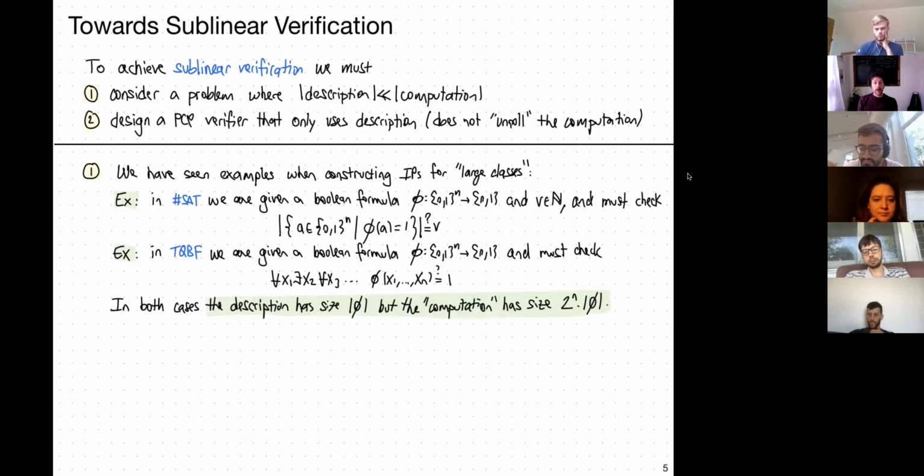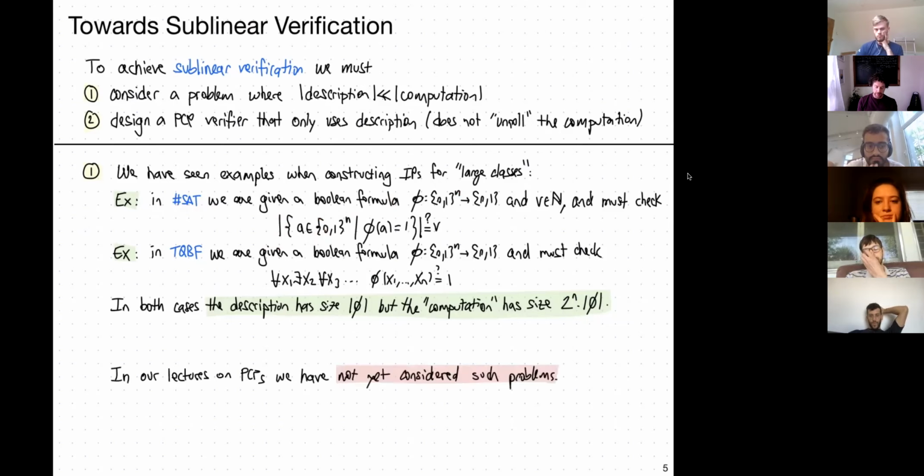So the description of the problem was succinct, in the sense that it's just a Boolean function, for example a Boolean function in n variables, but the actual computational problem refers to something which is exponential in the description. It is like counting, or having this long list of quantifiers.